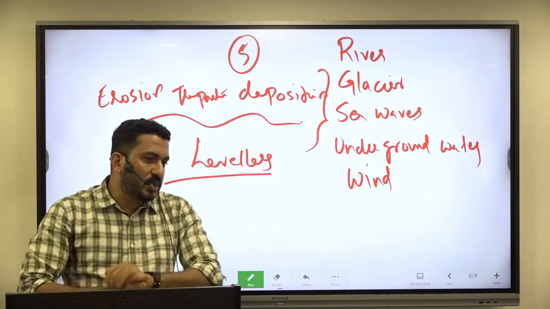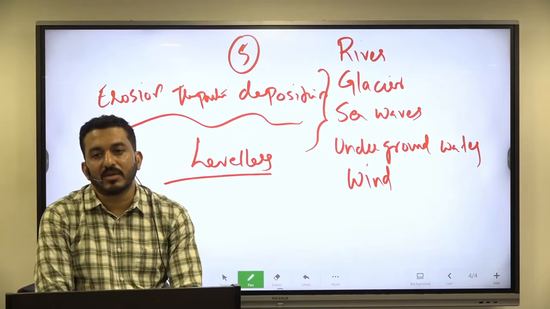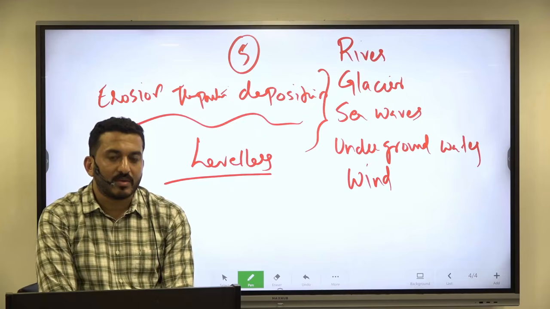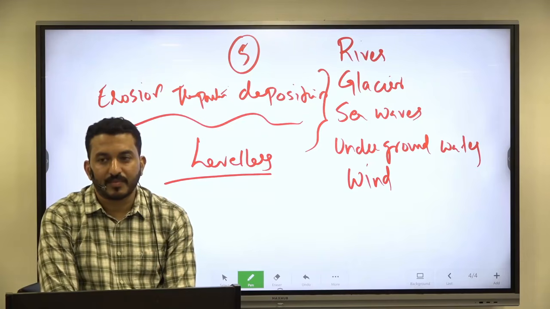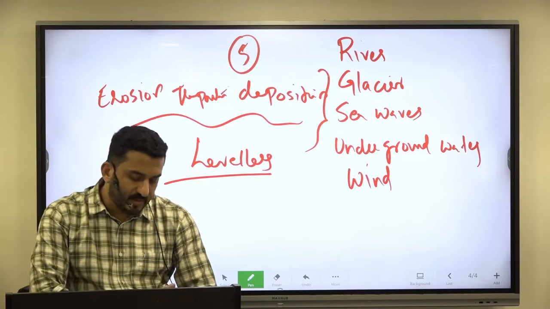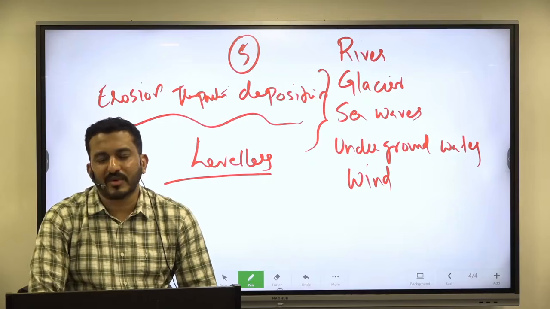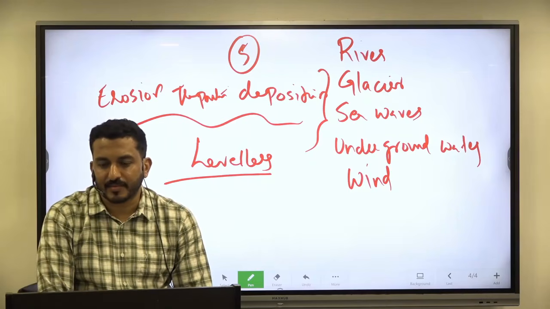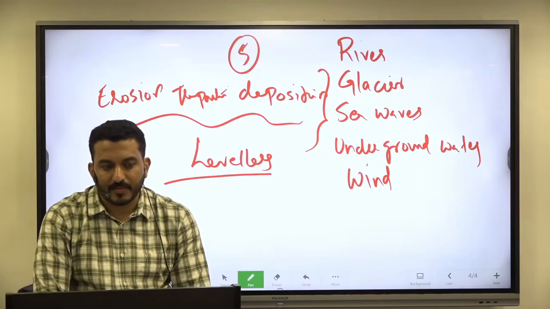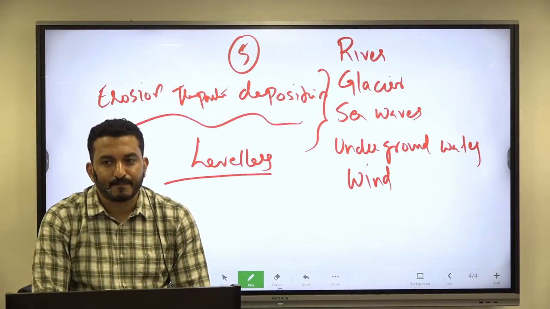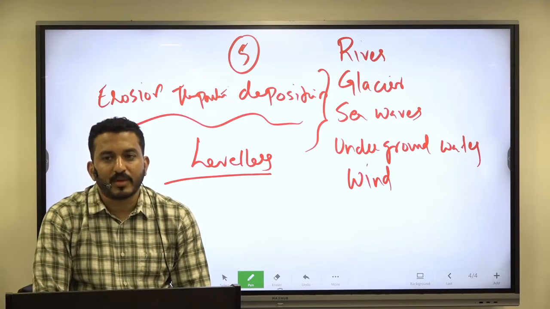If I talk about glaciers, glaciers are actually moving masses of ice and snow. That is what glaciers are. Moving mass of ice and snow, that is called a glacier. You have different types of glaciers. You have alpine glaciers, you have continental glaciers. Any other question?